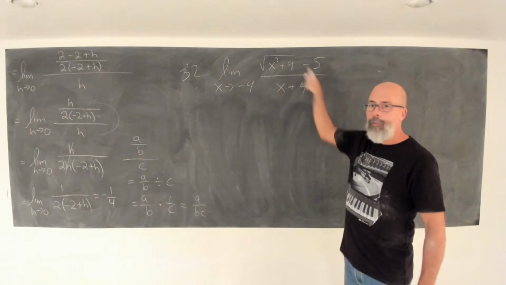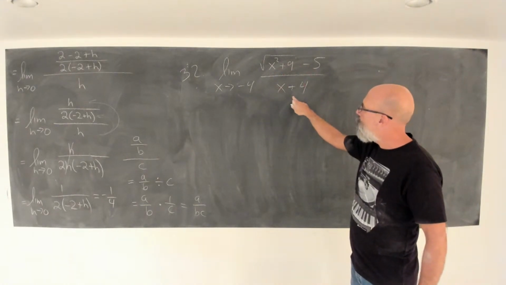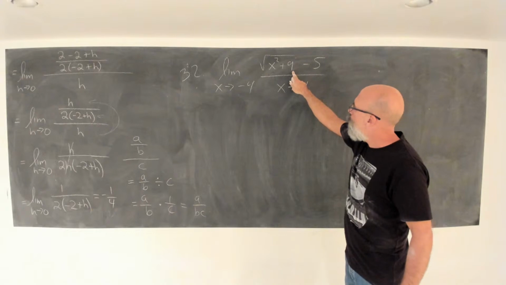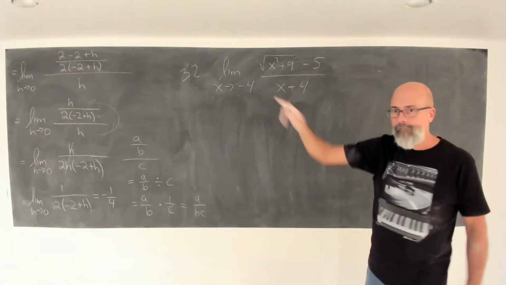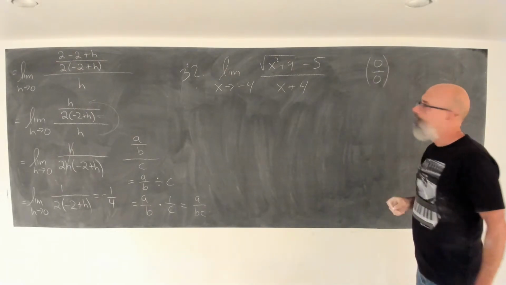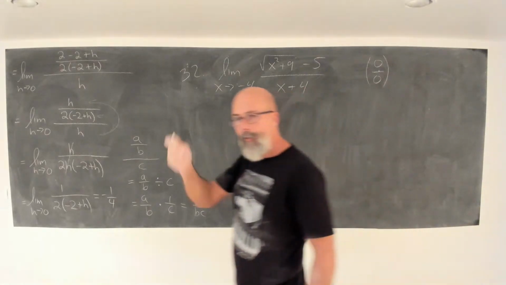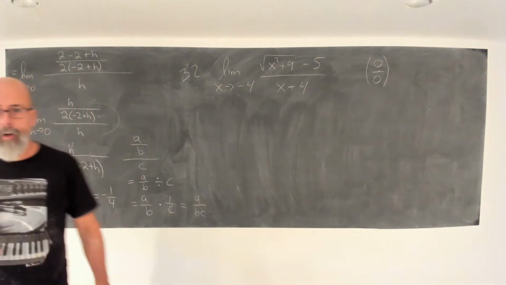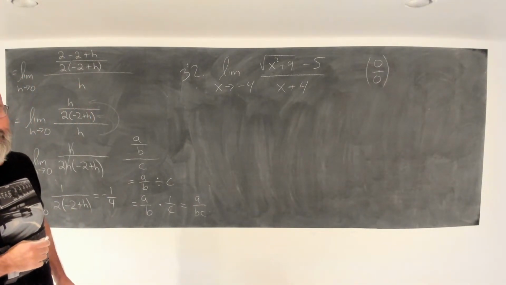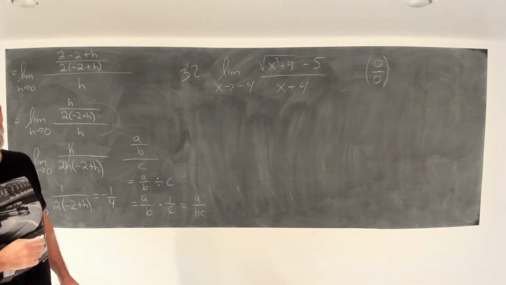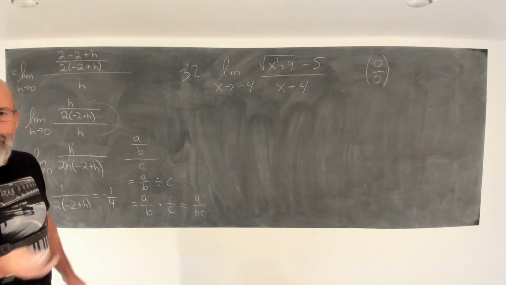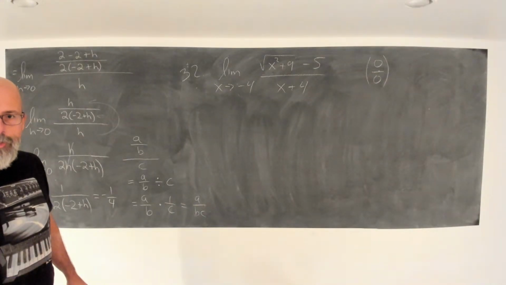If you blindly plug in, you see the denominator goes to 0. Numerator: 16 plus 9 is 25. Square root of 25 is 5. 5 minus 5 is 0. We have a 0 over 0 here.